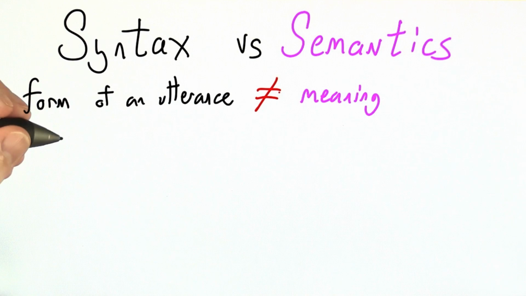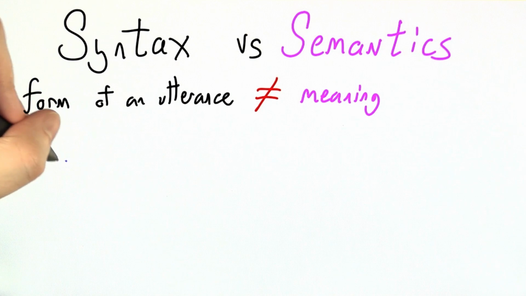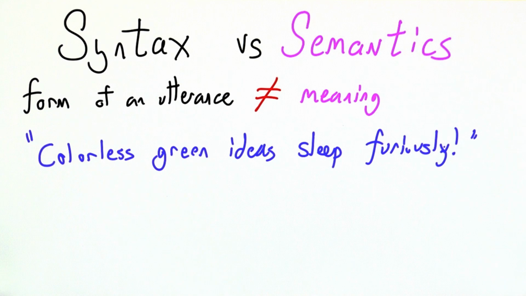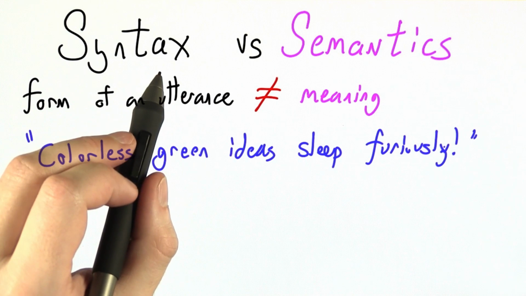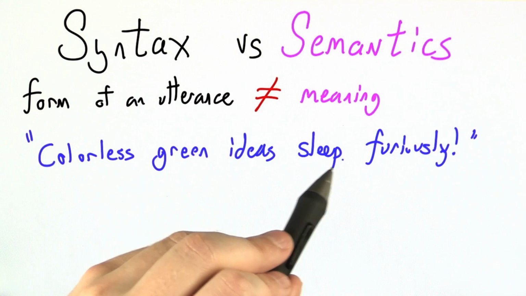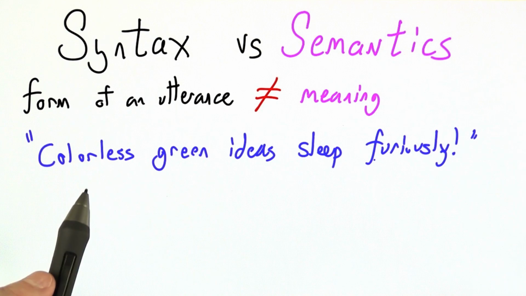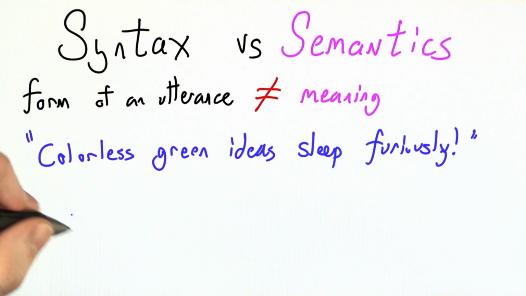And one of the most famous counterexamples comes again from our man Noam Chomsky, with the sentence, "Colorless green ideas sleep furiously." And this is a sentence that's syntactically well formed. Ideas is the noun, sleep is the verb, this is an adverb, these are all modifiers that make it a noun phrase. But it's not clear what the meaning is.